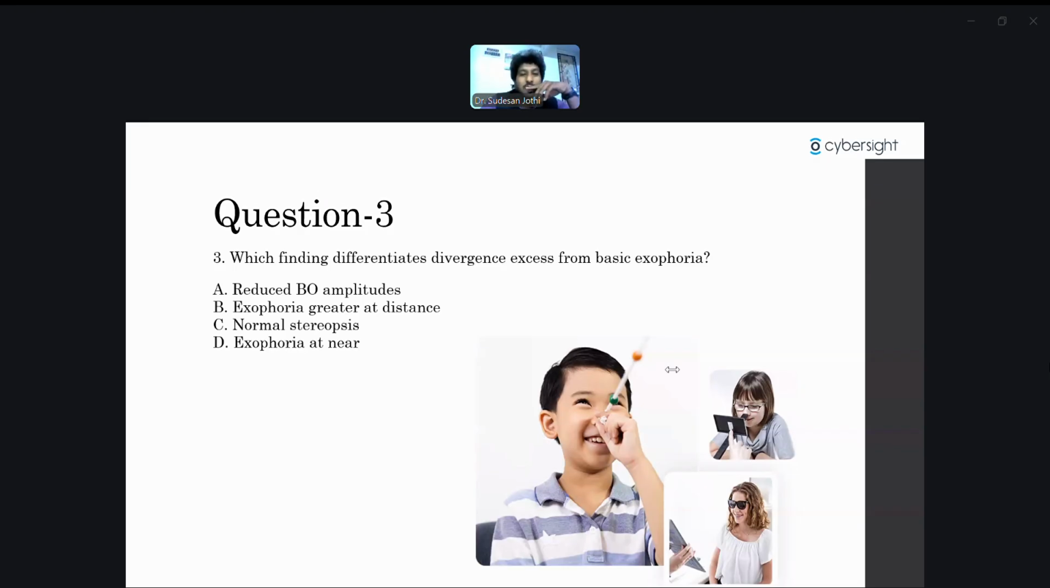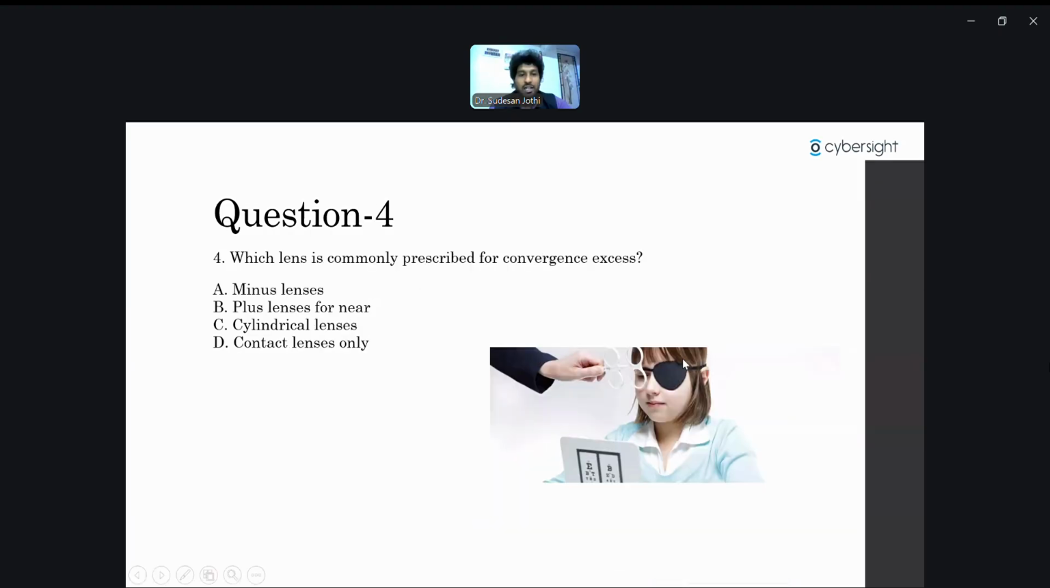Great. That's perfect. The answer is exophoria greater at distance, because it's significantly greater at distance than at near, and in basic exophoria, that is one of the key signs. We'll move on to the next question.